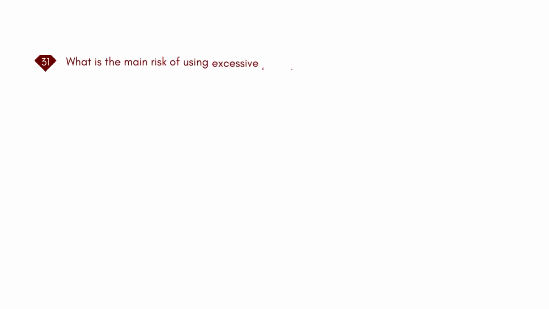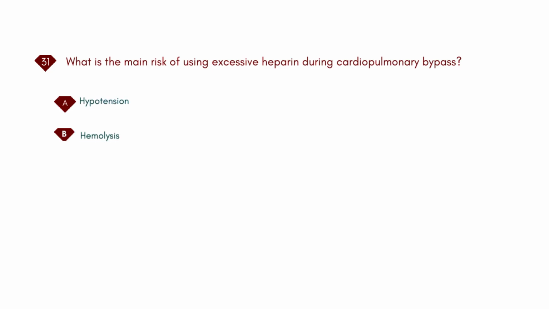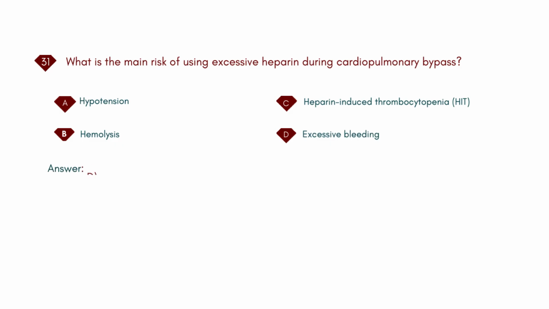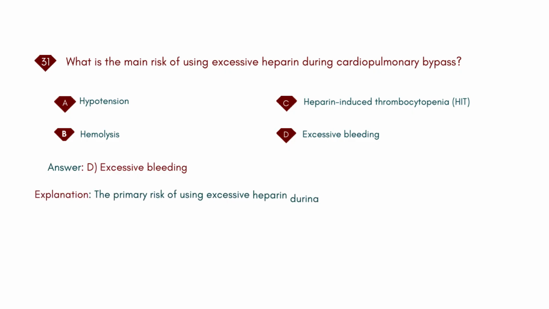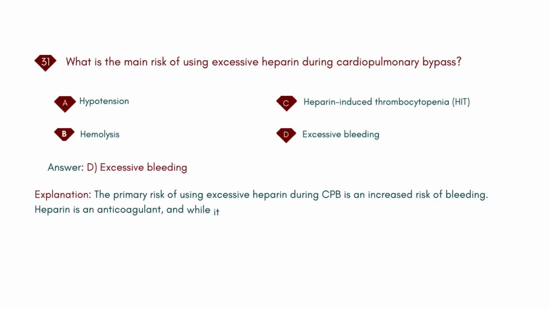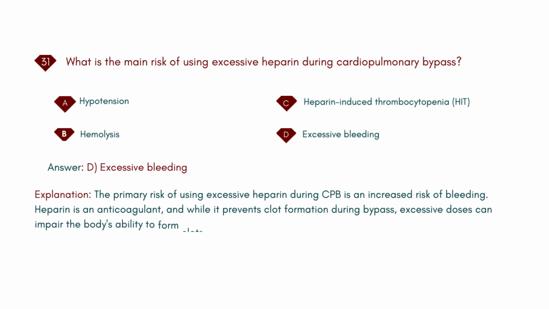What is the main risk of using excessive heparin during cardiopulmonary bypass? A. Hypotension. B. Hemolysis. C. Heparin-induced thrombocytopenia, HIT. D. Excessive bleeding. Answer: D. Excessive bleeding. Explanation: the primary risk of using excessive heparin during CPB is an increased risk of bleeding.